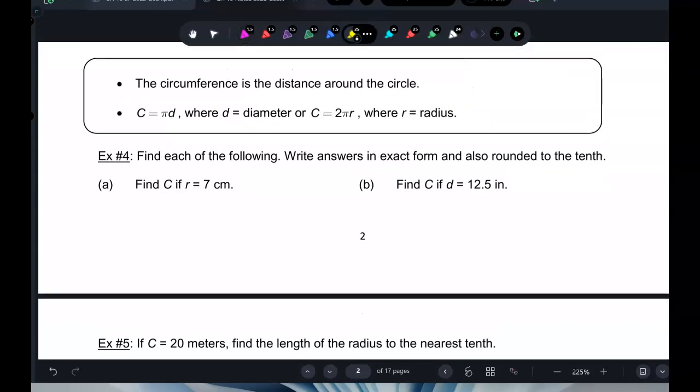Okay, just a quick reminder. Circumference is the distance around the circle. We can use pi times diameter, or we can use 2 times pi times r. Doesn't matter, they're the same thing. What I want you to do, though, is we're going to practice writing in exact form and also rounded to the 10th. When I say exact form, this is going to be where we're going to leave pi in the answer.